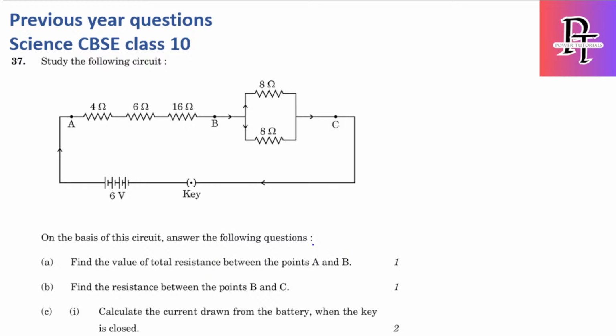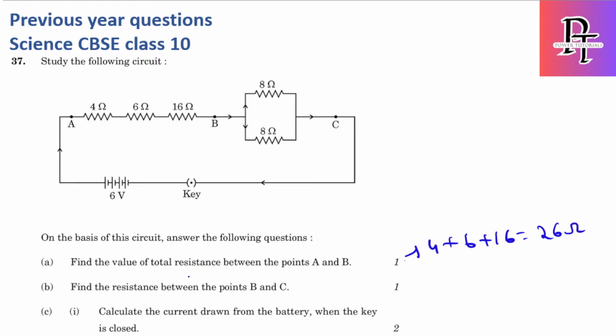Find the total resistance between A and B. Between A and B, what are the resistors? These 3 are resistors and these 3 are in series. So the effective is 4 plus 6 plus 16, which is 26 ohms.